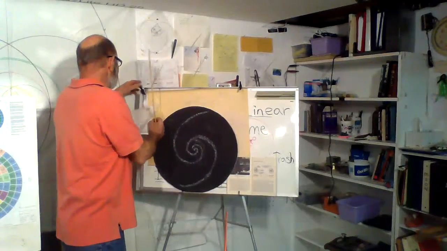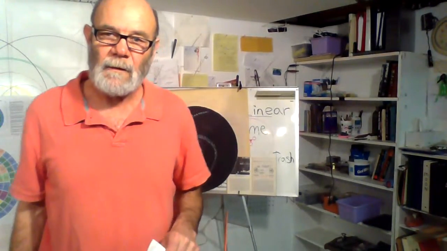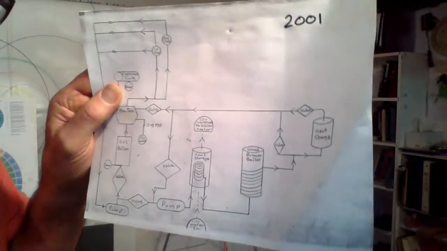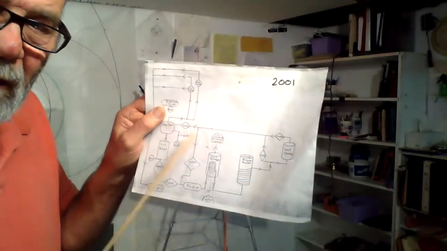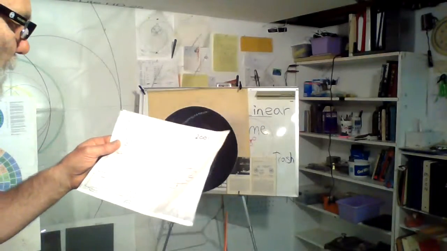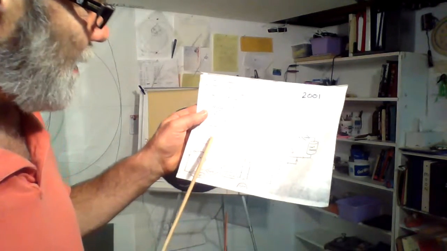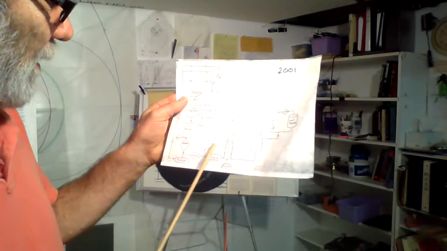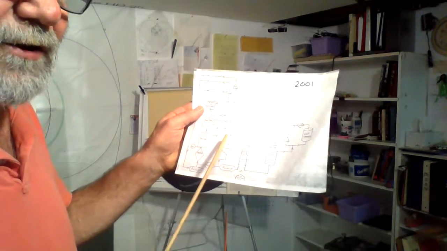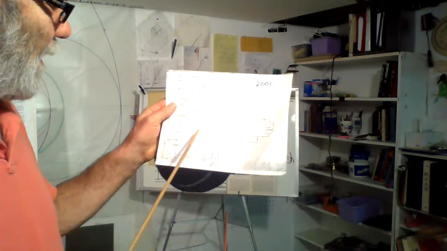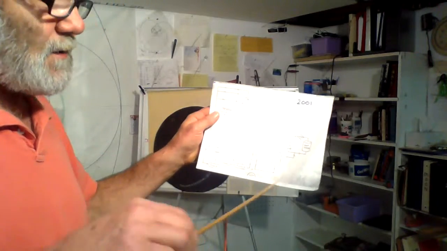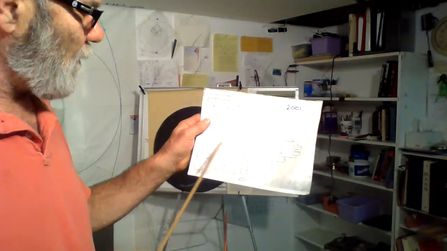Now, structure. We can have logic structures, computer structures. Here's one that I did in 2001. This was about collecting and storing heat. This is structured logic. These diamonds normally represent questions, the if, then, else structure in computer language. If a condition is true, then do this. If it's not, then do this. Else do this. The three branches.